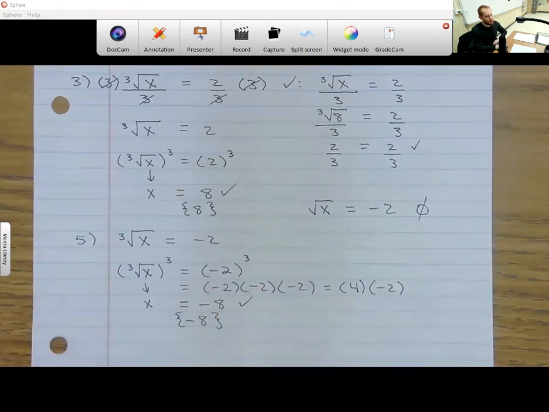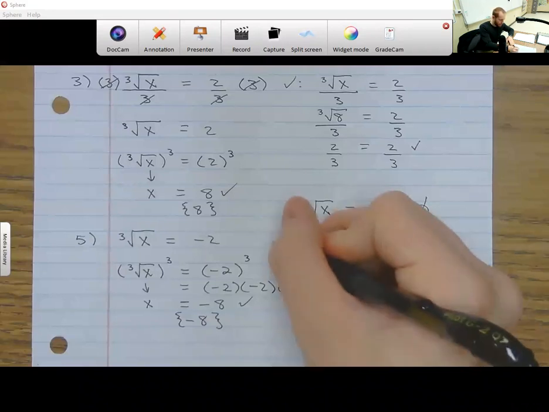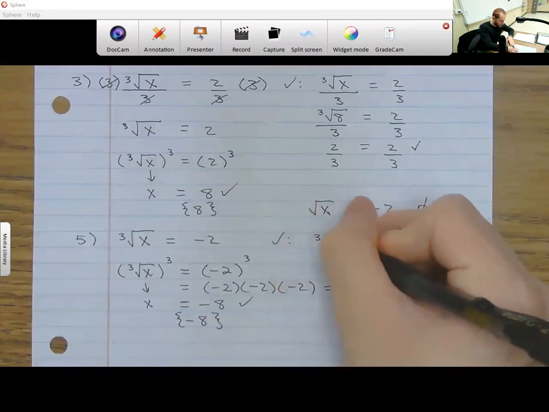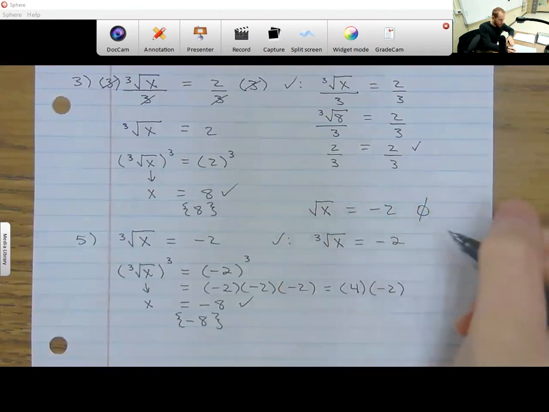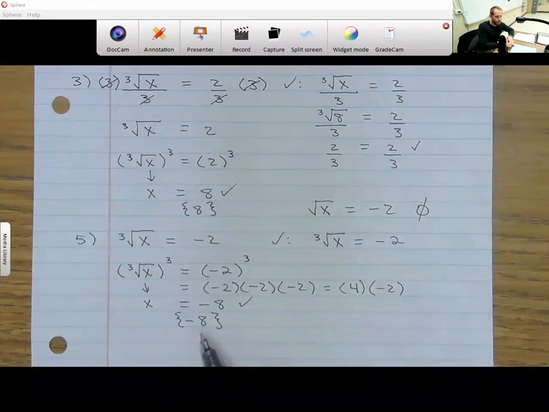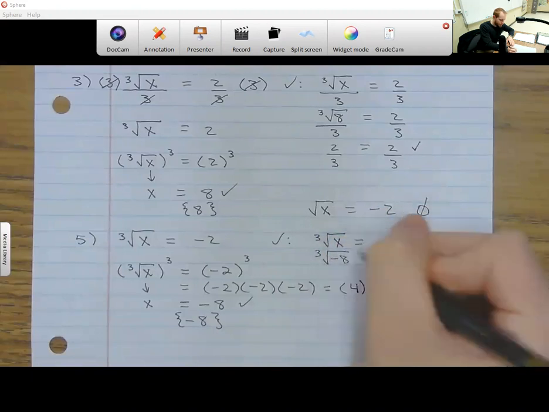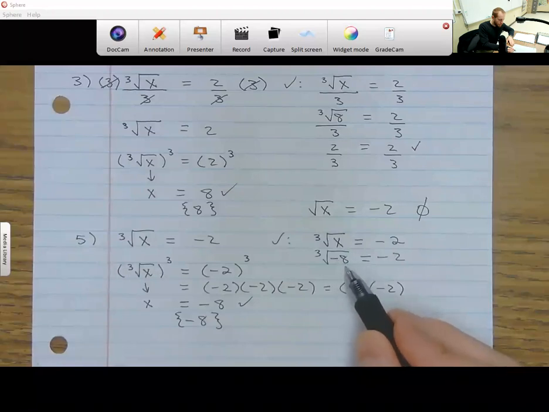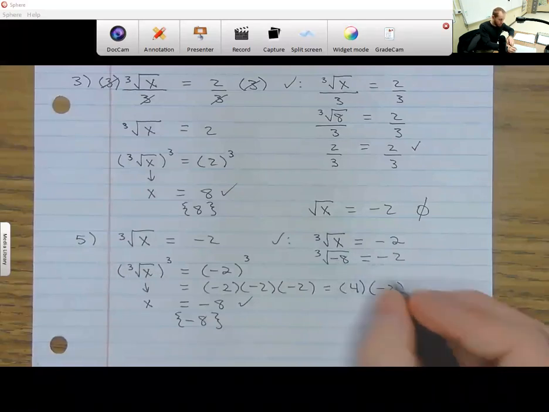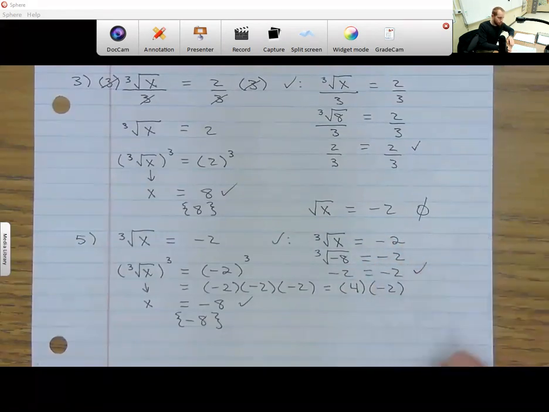Okay, so I know my answer is -8 now, but how do I check it? Well, I check it just like any other equation. I write out the original, not changing it, and then everywhere I see an x, I'm going to plug in -8. So where this x is, I'm going to plug in -8, and then the cube root of -8 is indeed going to be -2. So I get -2 equals -2. And I'm done.